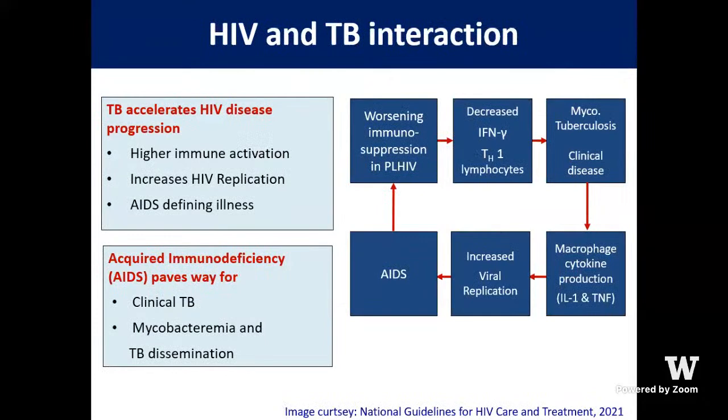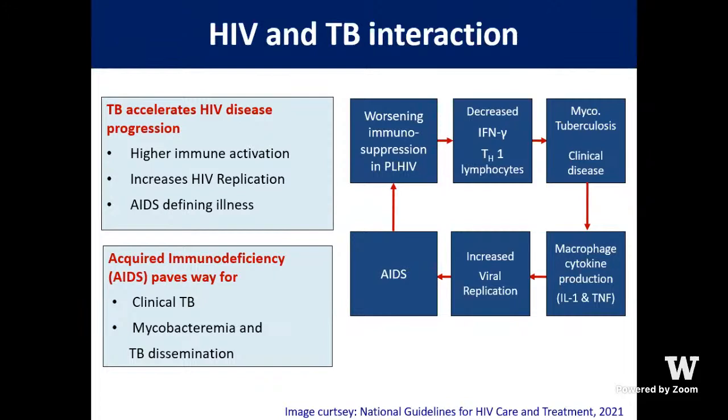So what is that? It's a dual impact. Both HIV and TB form a vicious circle in the pathogenesis. In this slide you can see that TB accelerates HIV disease progression. How does it accelerate? Higher immune activation increases HIV replication and AIDS-defining illness. In the same way, the acquired immune deficiency paves the way for clinical TB, mycobacteremia, and TB dissemination.